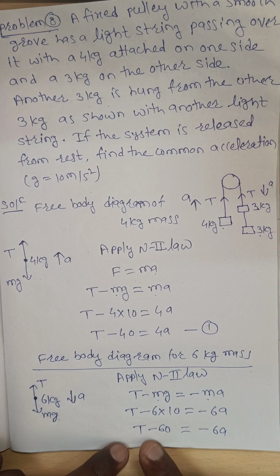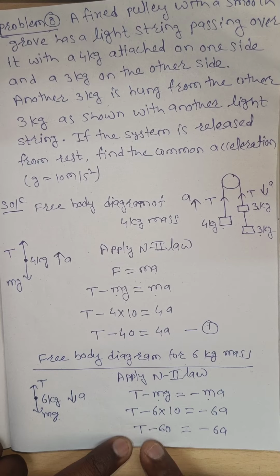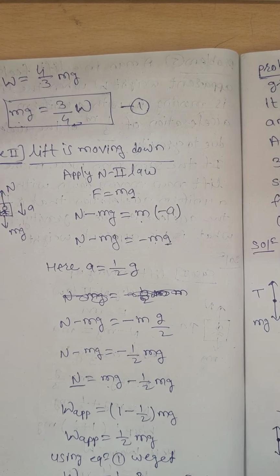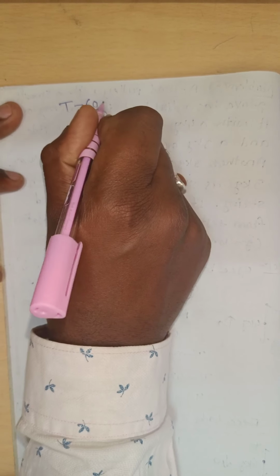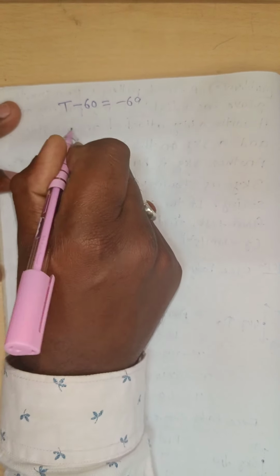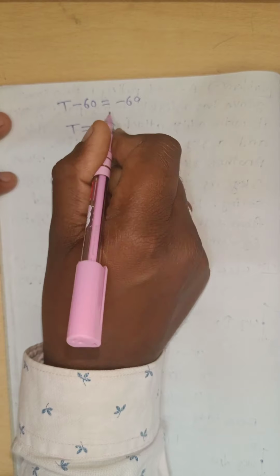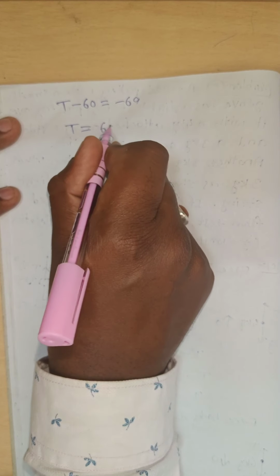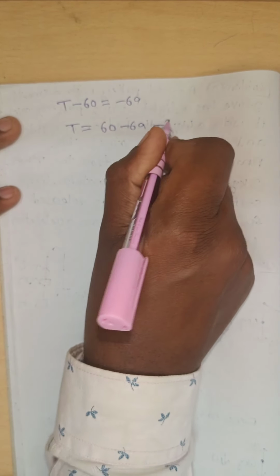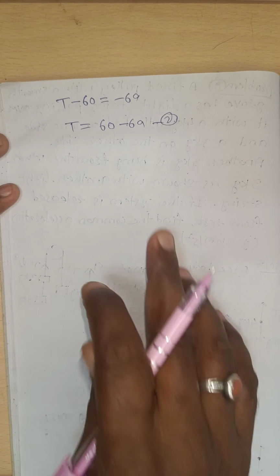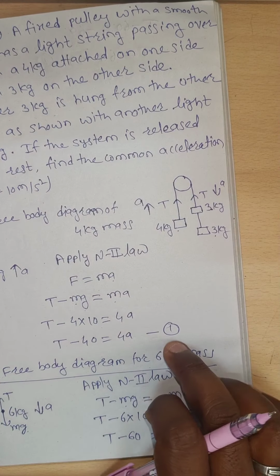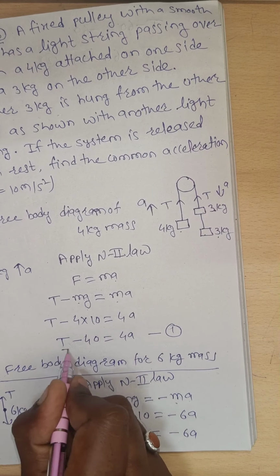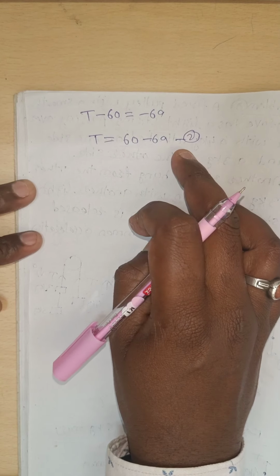Okay, from that we have to find the value of T. Therefore T minus 60 is equal to minus 6a. Shifting 60 to the right, T is equal to 60 minus 6a. Now this is equation number 2. Substitute equation 2 in equation 1. Wherever T is there, we have to put T is equal to 60 minus 6a.